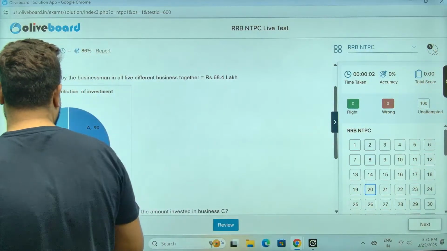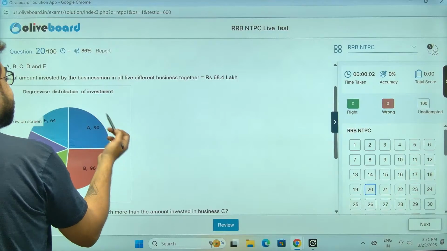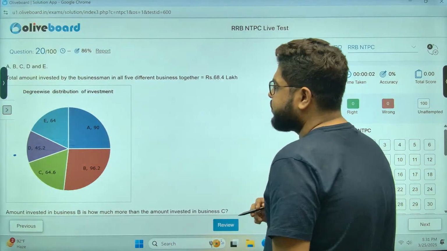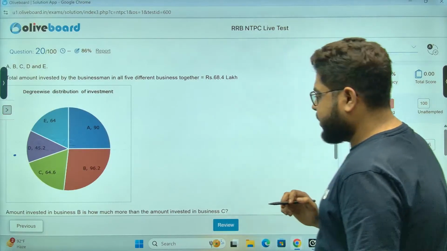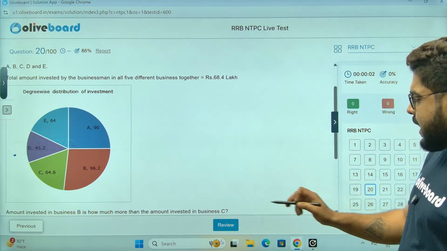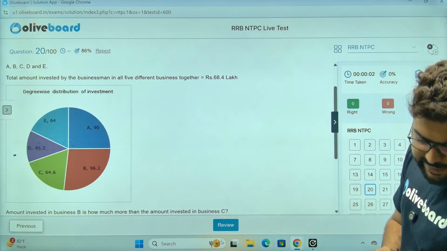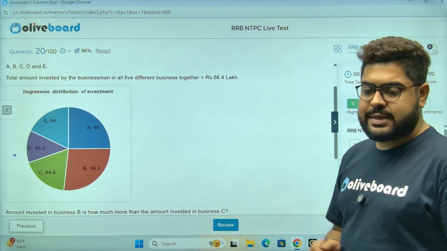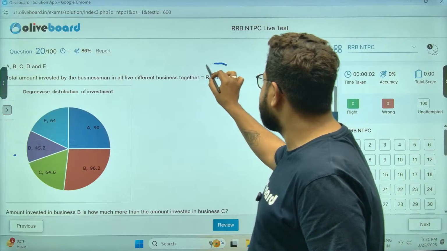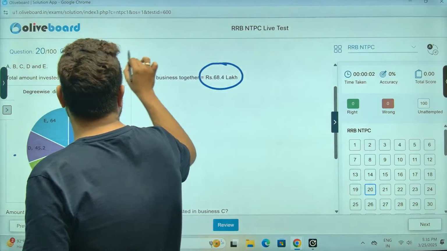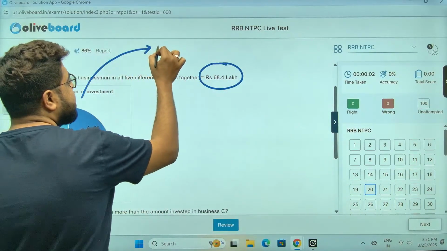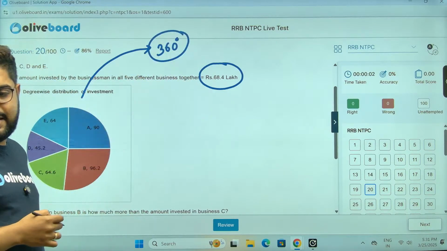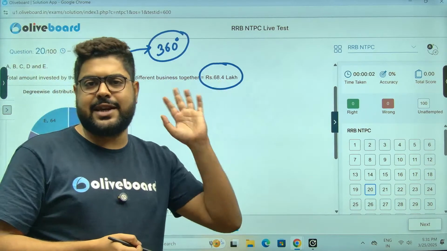Pie chart. Pie chart, that too with a degree. That too, they have given you with the degrees. Degree wise distribution. Amount invested. Last देखो नीचे है. Amount invested in business B is how much more than that in C. Total is given, sir. If you go by degrees, central angle is always 360. Why? It's a circle. Circle will always have 360 degrees.